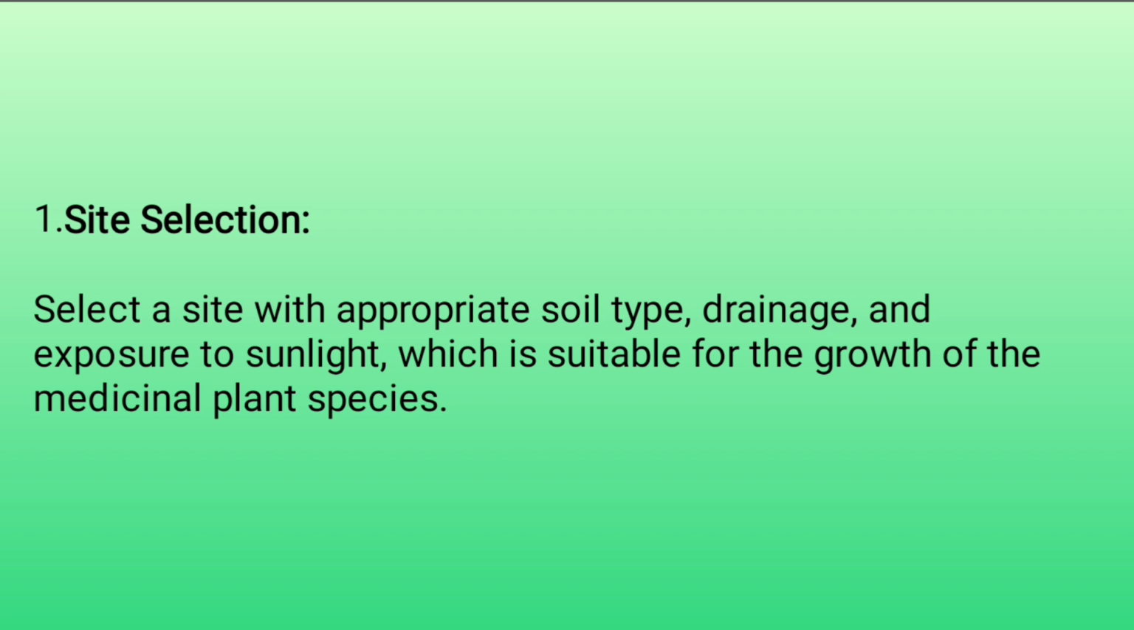The first important step is site selection. It is important to select a specific site for a specific species depending upon the soil type, drainage, and exposure to sunlight, which is suitable for the growth of a specific medicinal plant species. When you are planning to cultivate some species in your region, in your country, in your farmhouse, in your botanical garden, it is important to select a specific site for the specific species, because species may vary in their site requirements for their production and cultivation.